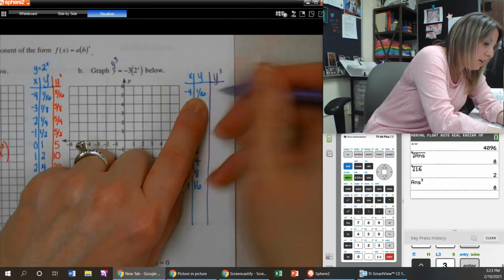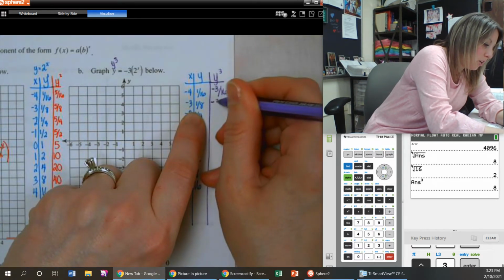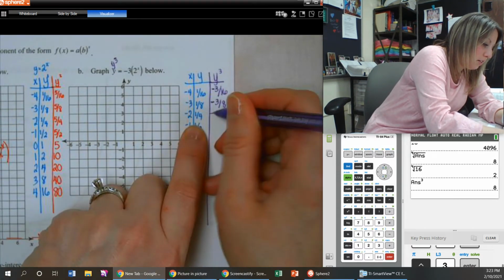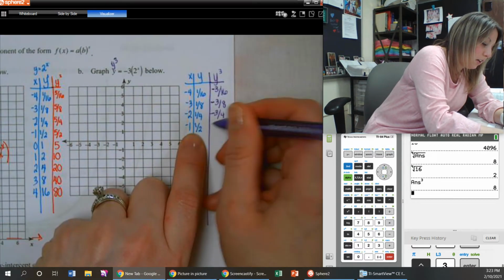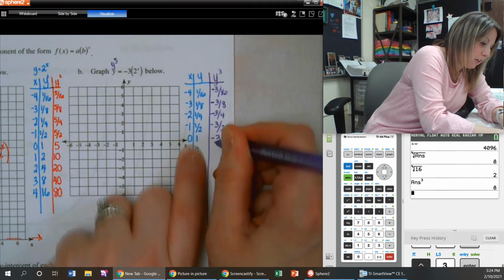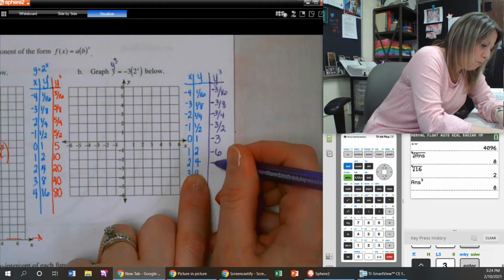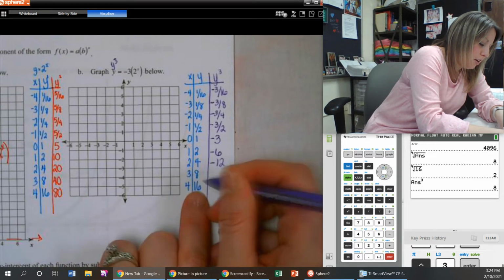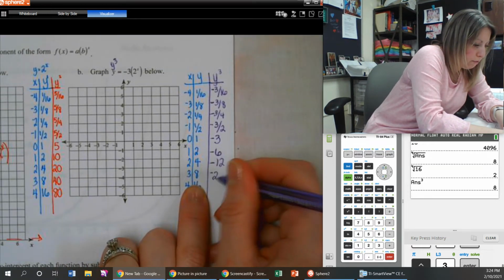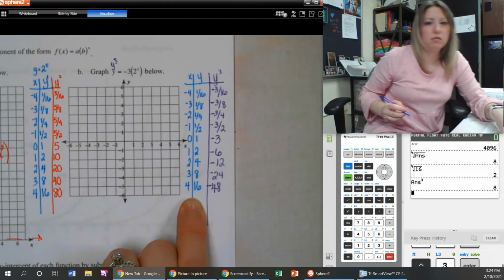So this is -3/16. This is -3/8. This is -3/4. This is -3/2. This is -3. This is -6. This is negative, multiplying by -3, -12. This is -24. And this is -48.